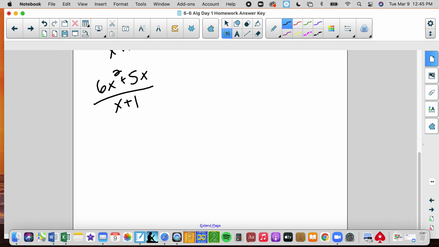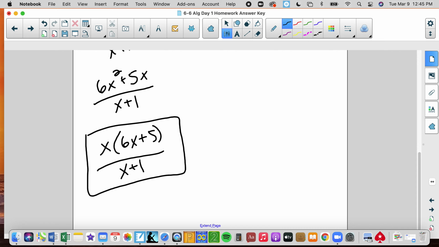We can factor that numerator now. It has a common factor of an x. So that becomes x times 6x plus 5 over x plus 1. However, we can't cancel. We cannot cancel this x with this x. Yes, this one's multiplying, but this one's being added and subtracted. So we can't cancel it. But we're getting closer. We at least could factor after.